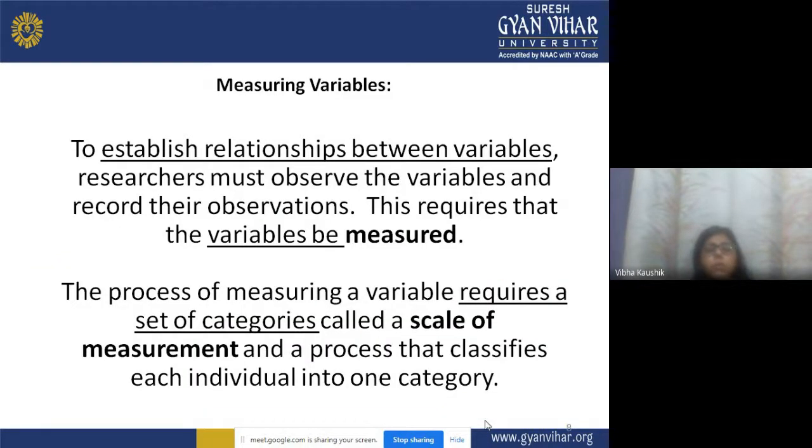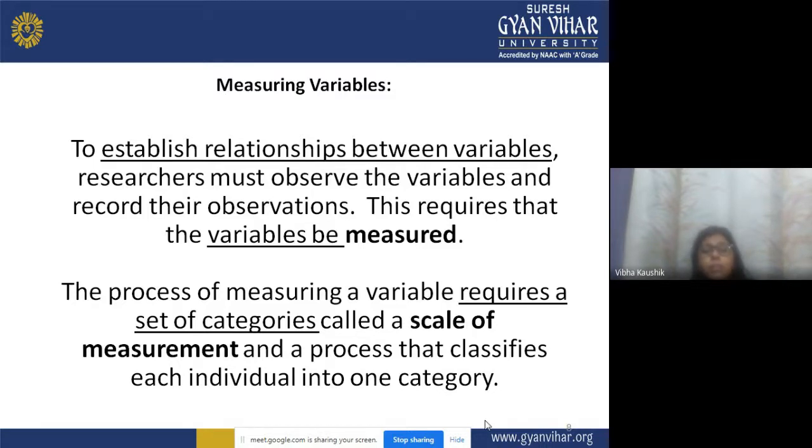Measuring variables to establish relationships between variables. When trying to establish the relationship between a dependent and an independent variable, the researcher must observe the variables, both independent and dependent, and record their observations. This requires that the variables be measured.